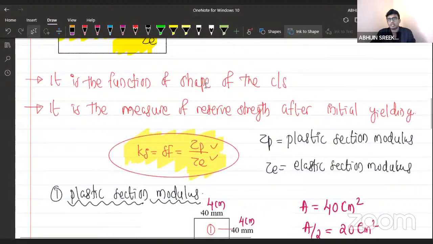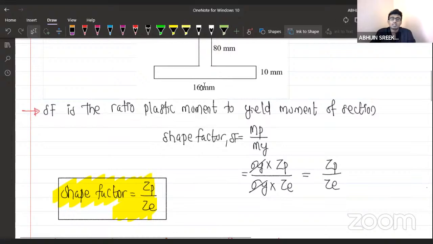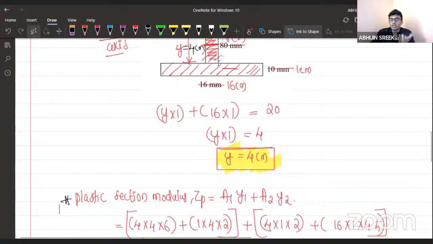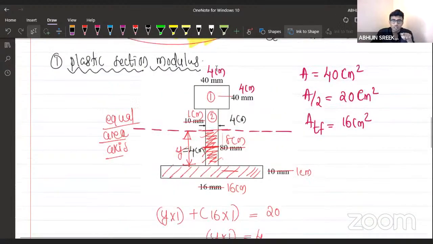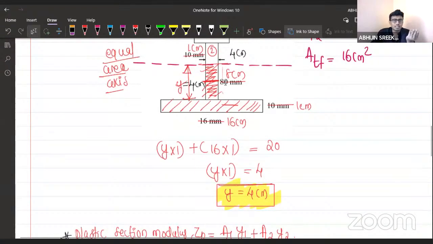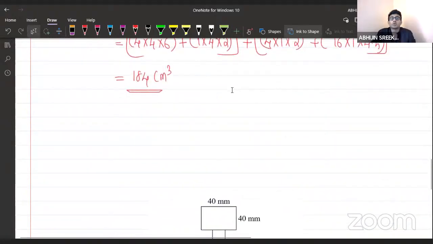That is the first part. You need to calculate the shape factor. This is also a question. Sometimes you will be asked to calculate the location of the plastic neutral axis. That's a common question. Sometimes they will ask you to calculate the plastic section modulus. And sometimes they will ask you to calculate the elastic section modulus, but it will be covered in strength of materials. That's also a question. Sometimes they will ask you to calculate the shape factor. Now we are moving on to that.